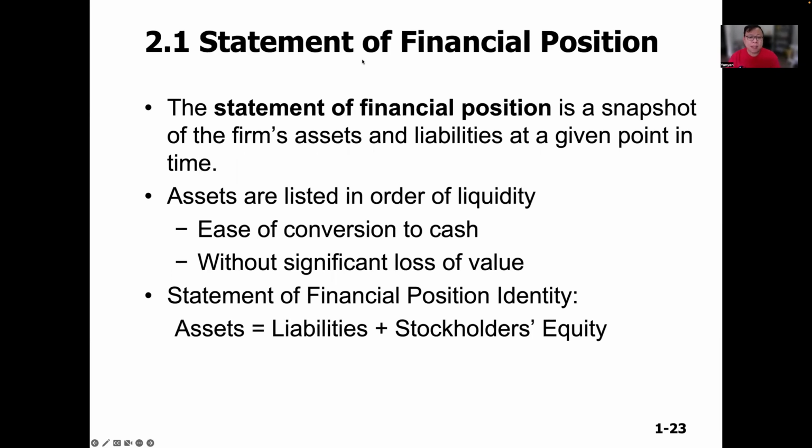So what is the statement of financial position? In introductory financial accounting, you may have learned there are 4 financial statements. You have the statement of financial position, the statement of comprehensive income, the statement of changes in equity, and the statement of cash flow. So those are the 4 financial statements. The first one is called the statement of financial position, and often we call it the balance sheet.